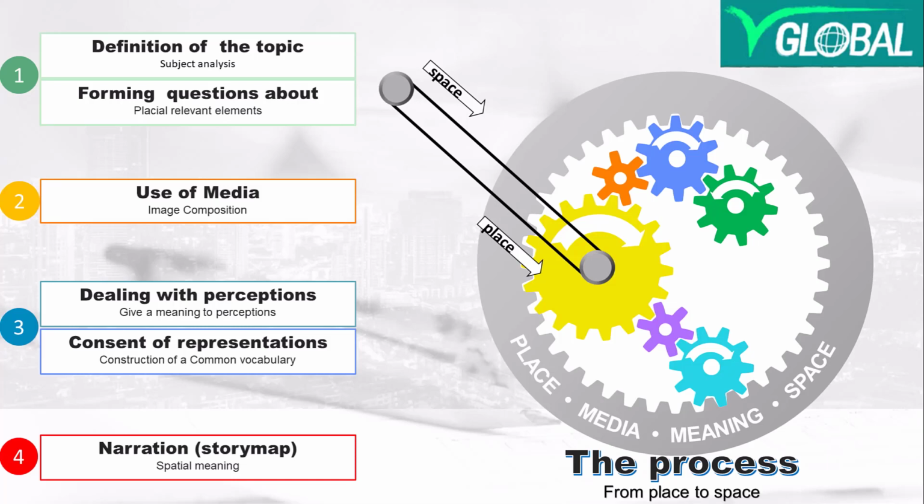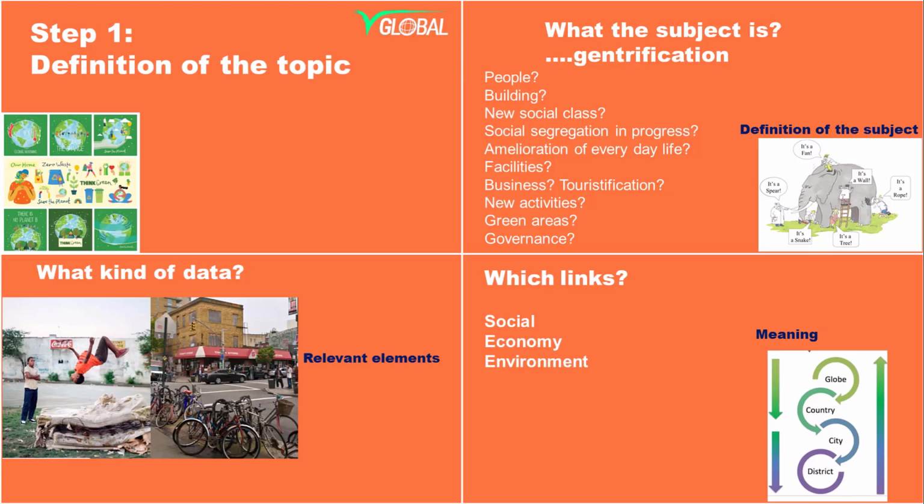The third step deals with perceptions to align vocabulary and meaning. The final step concerns the narrative, which must consider the semantic continuum from the local to the global system. An example step-by-step guide is provided on the subject of gentrification.